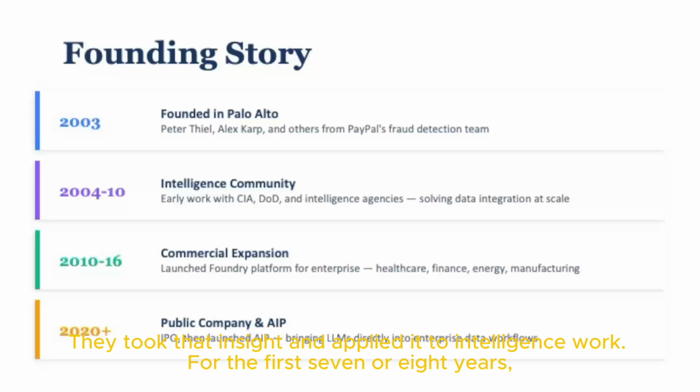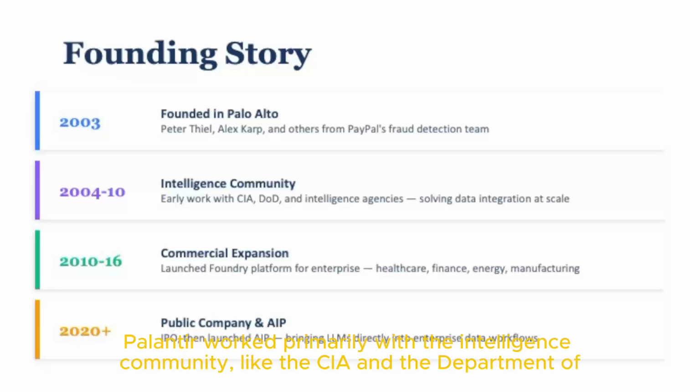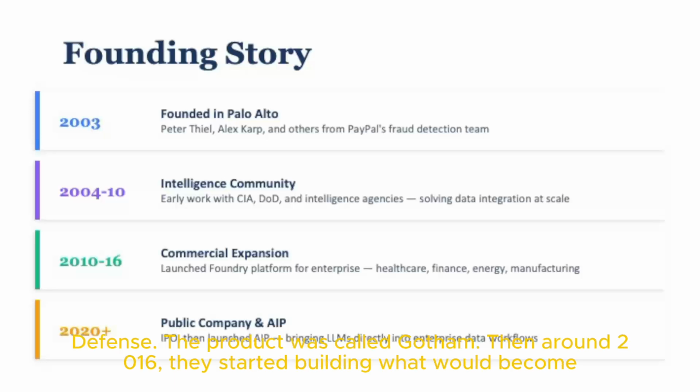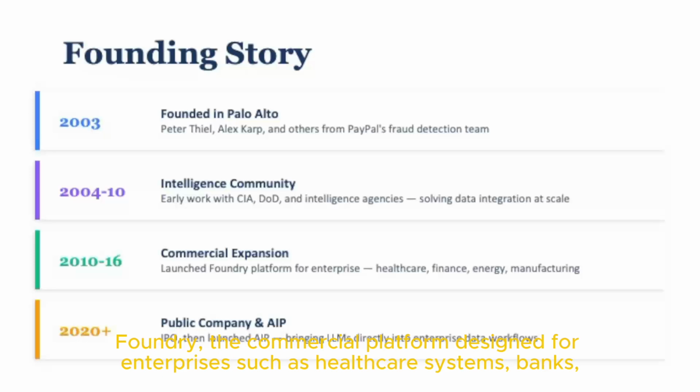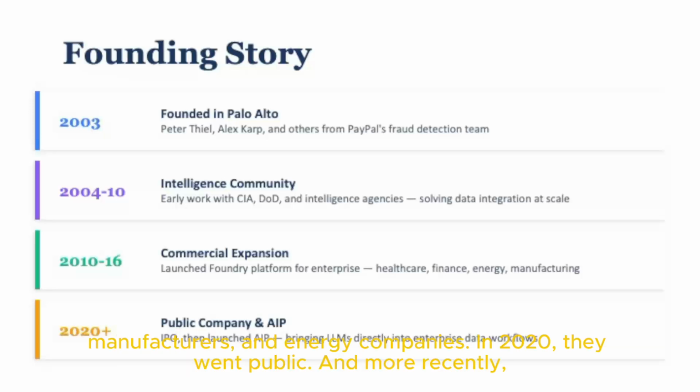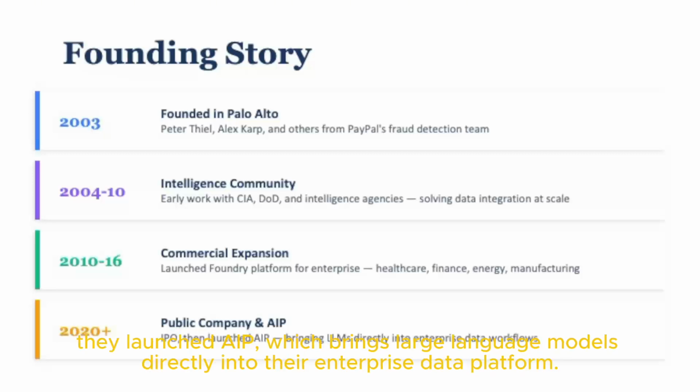For the first 7 or 8 years, Palantir worked primarily with the intelligence community, like the CIA and the Department of Defense. The product was called Gotham. Then, around 2016, they started building what would become Foundry, the commercial platform designed for enterprises, such as healthcare systems, banks, manufacturers, and energy companies. In 2020, they went public, and more recently, they launched AIP, which brings large language models directly into their enterprise data platform.